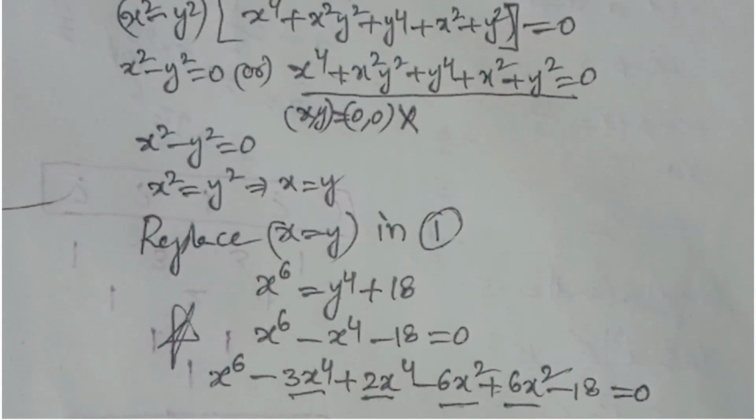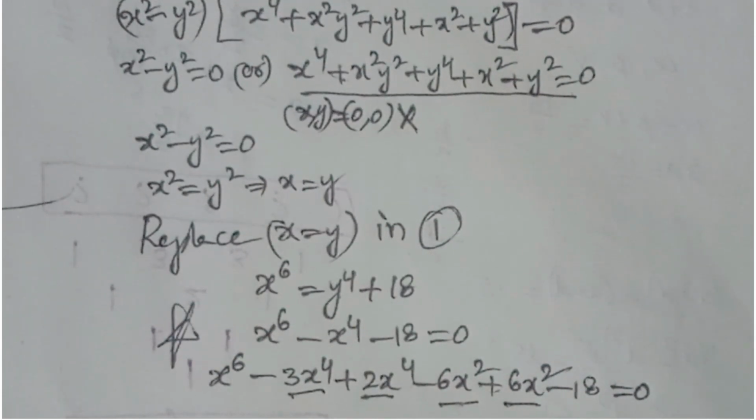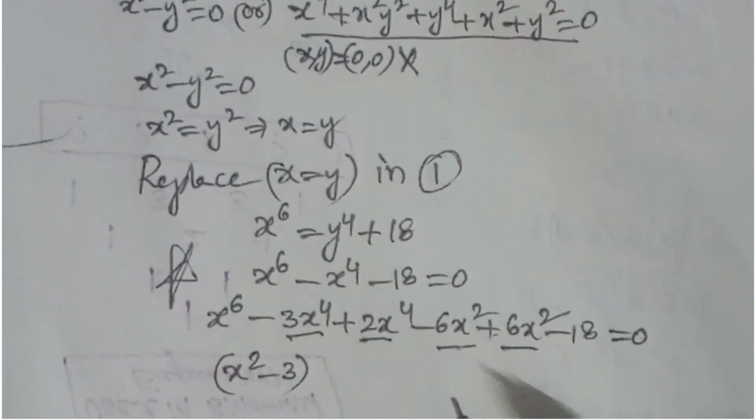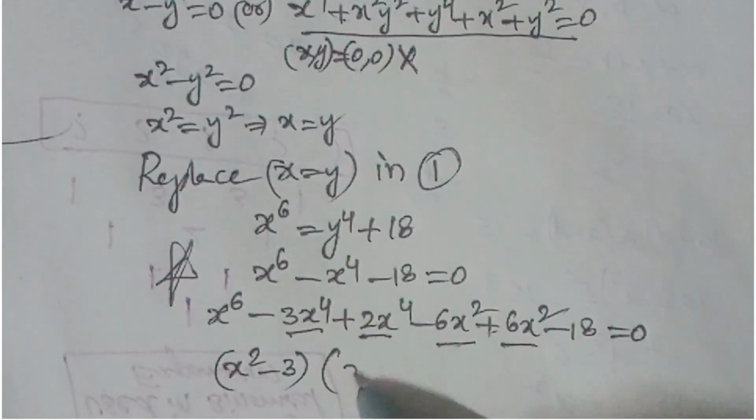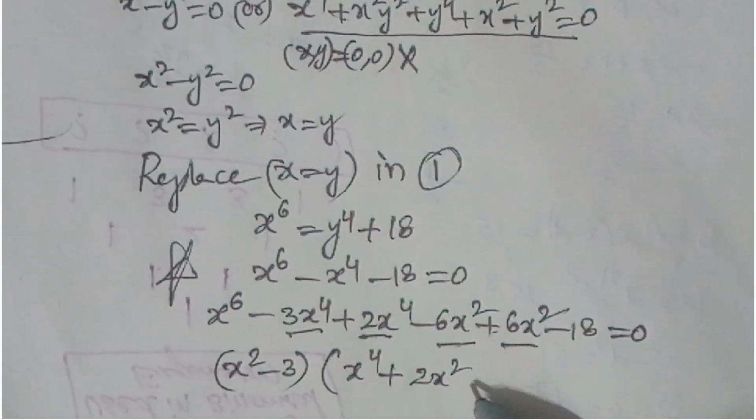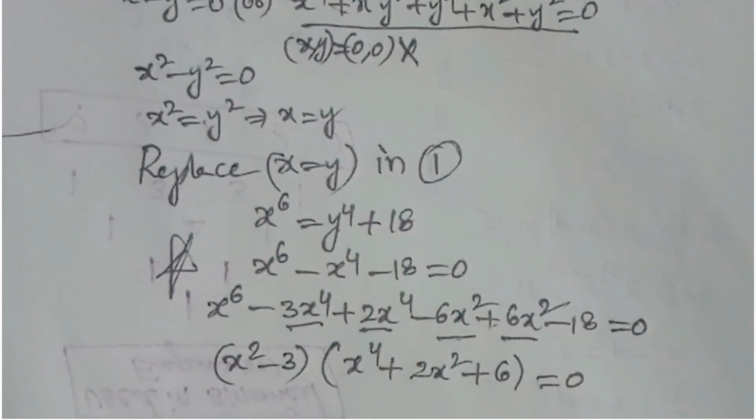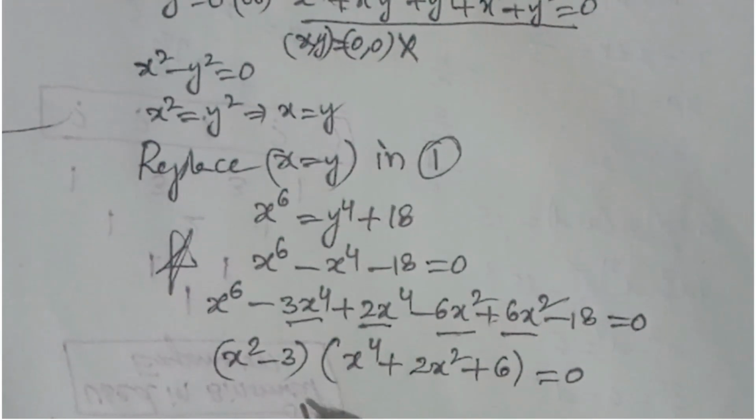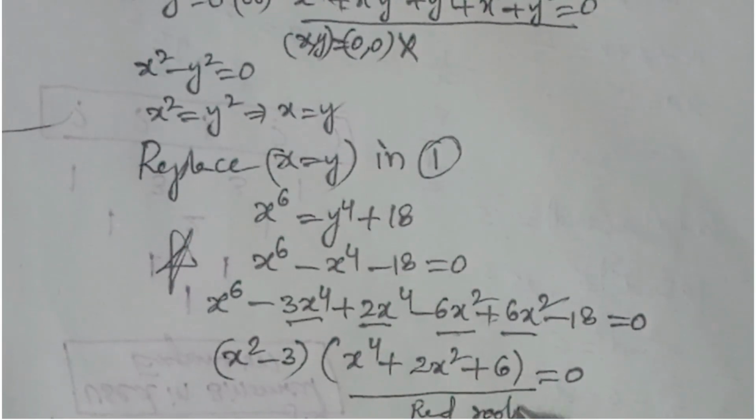So here this you can write as x square minus 3 into x power 4 plus 2x square plus 6 equal to 0. So here if you write the factors, you will get like this. x square minus 3 into x power 4 plus 2x square plus 6 equal to 0. So here you won't get real roots from the second factor.